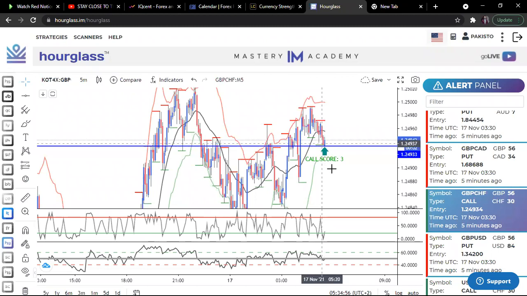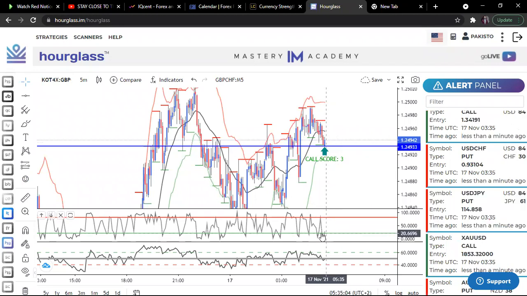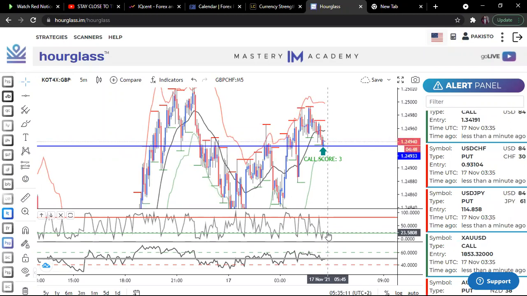We want stochastic to be oversold. How do you know stochastic is oversold? When it's below this green line over here. What does it mean when the market is oversold? It means that now it's time for the buyers to start stepping in and buying this market to the upside. When the market is below this level, we're looking for buyers to start stepping in, ladies and gentlemen. And what do we have here? We had buyers step in.